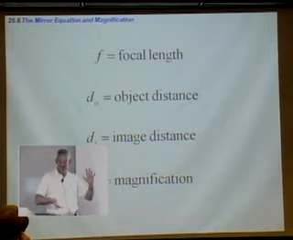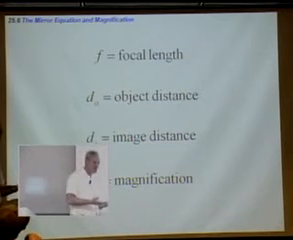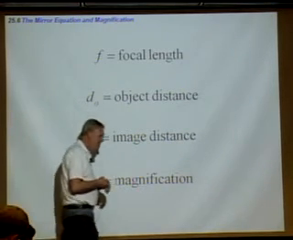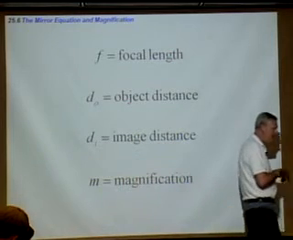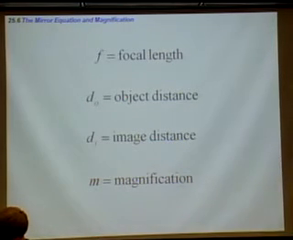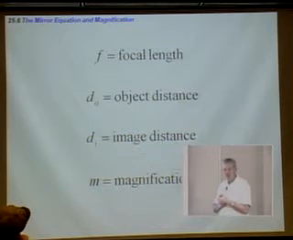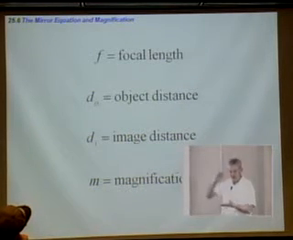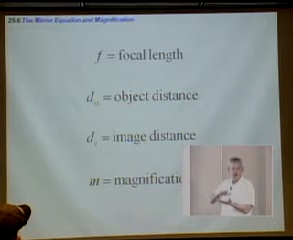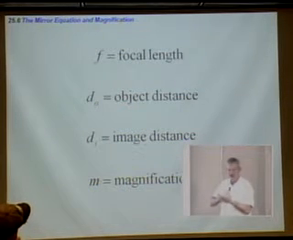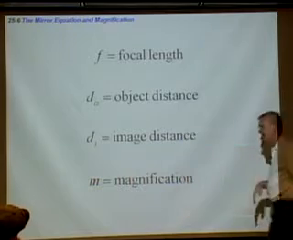Twice as big and upside down. That's what magnification -2 means. Okay? It means that the image is twice as big and just upside down. All right? But if you get a magnification of 0.4, that means it's shrunk and it's still upright. Okay? It's shrunk and it's still upright.